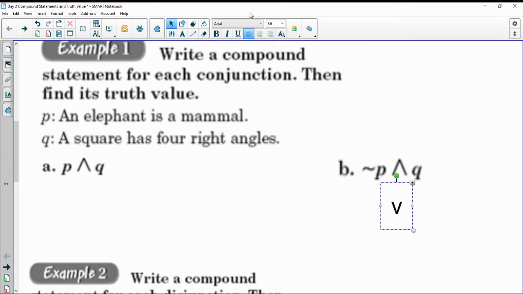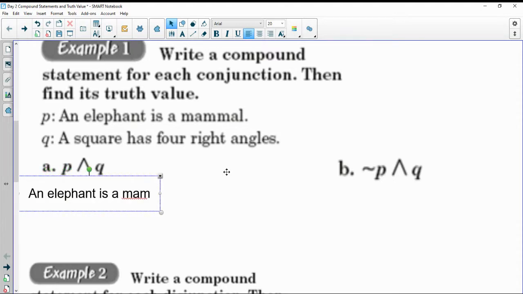So I'm going to write, except I want that to be much smaller so I can actually fit my sentences. Okay, so hold on. Let me scoot this over. All right, so it says P, and then this looks like an A without the line. So this is P and Q. So I need to start off with P. That means an elephant is a mammal. And then I have to write my symbol, which you have to know what that stands for. That is and. And then Q. Q is a square has 4 right angles.